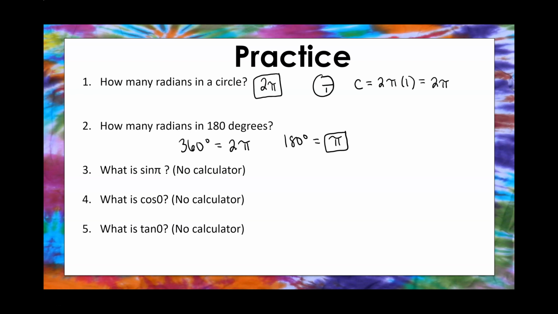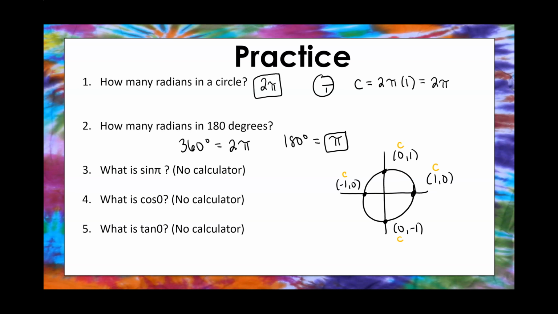All right, next question is what's sine of pi, cosine 0, and tangent of 0? To do this, we have to look at our unit circle, specifically the points on the axis, or the axes. This is the coordinate 1, 0. This is the coordinate 0, 1. This is the coordinate -1, 0, and this is the coordinate 0, -1. Now, the first coordinate is the cosine, so I'm going to go ahead and put a C next to the first coordinates there. And the second coordinate, you guessed it, is the sine.